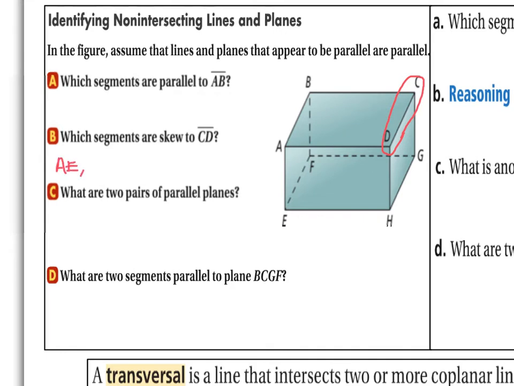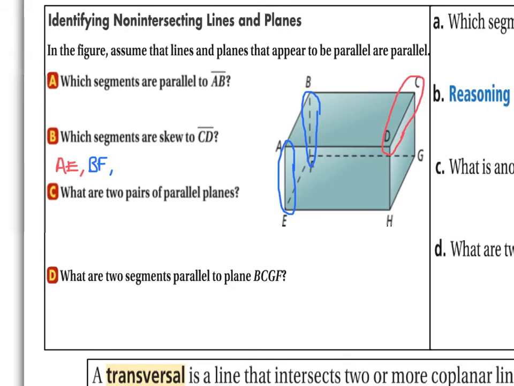Line AE, which is right here, that is skew. Okay, it's not in the same plane. Line BF is another one. It's not in the same plane, and it is not parallel.